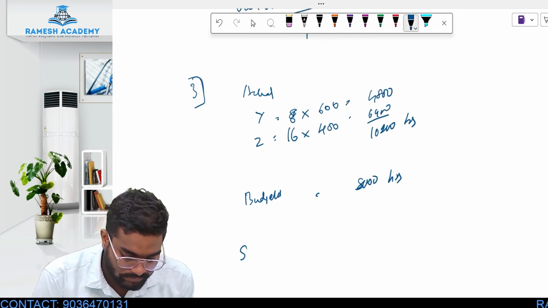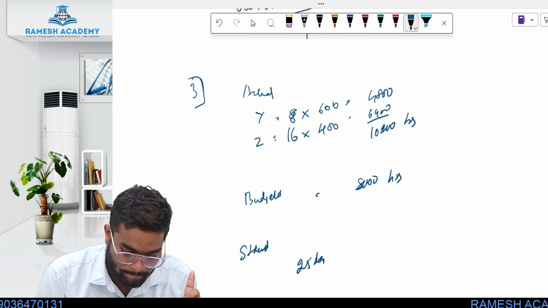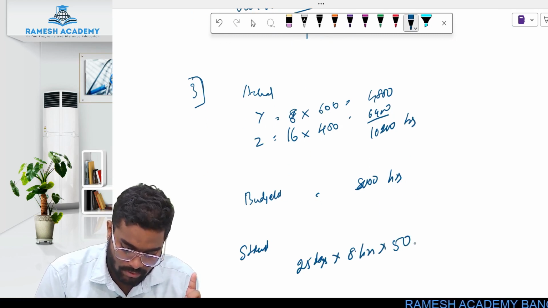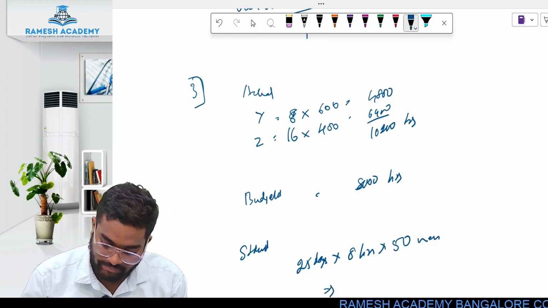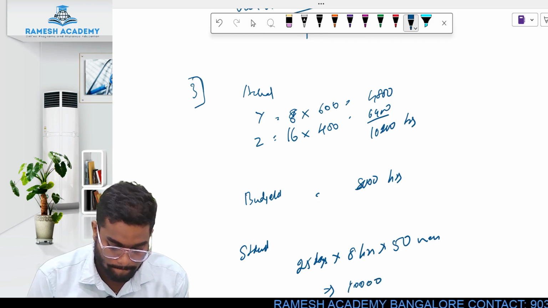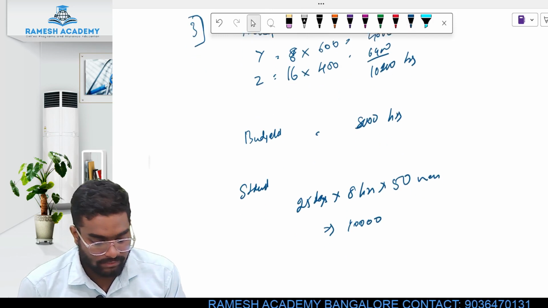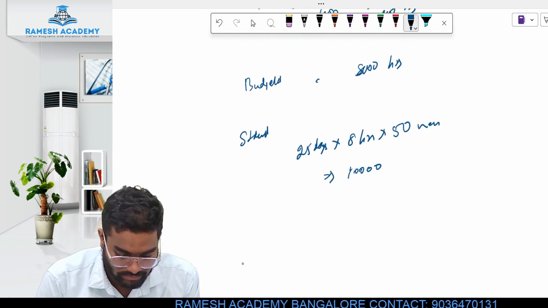Next we have to find the standard. Standard is 25 days a month into 8 hours into 50 men. So this is the standard. 25 into 8 into 50, which is 10,000. Now we have actual, now we have budgeted, now we have standard. Now we will directly jump into calculations.